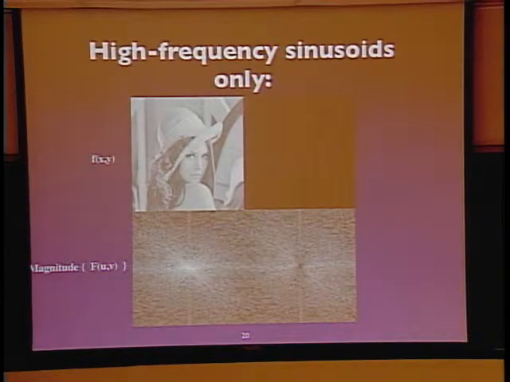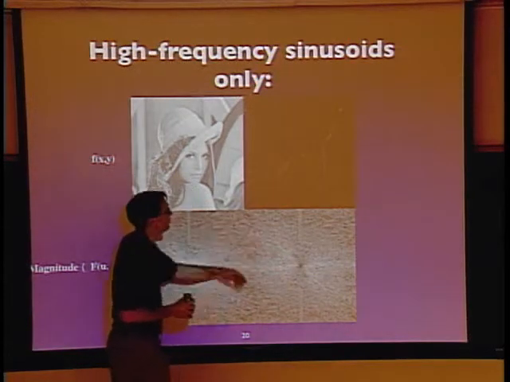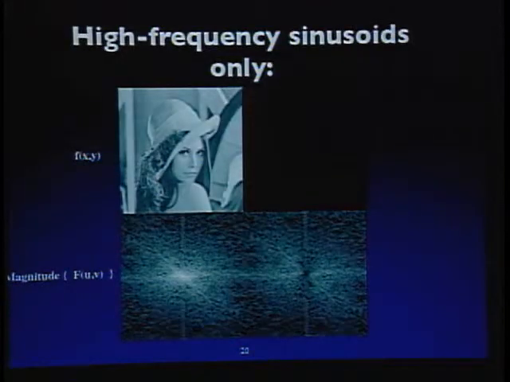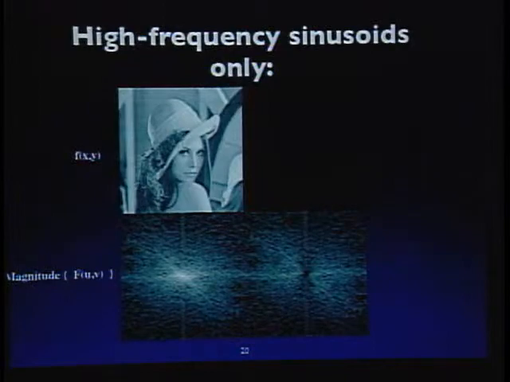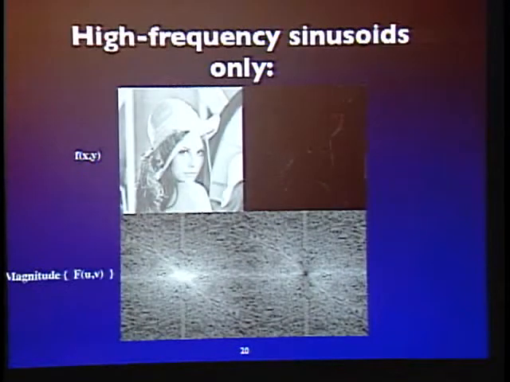And then, to turn the previous example on its head, here's what happens when you remove all the low frequency information from the middle and show just the high frequency information. Maybe you can kind of see now the outline of the woman's face and her hat and all that stuff.